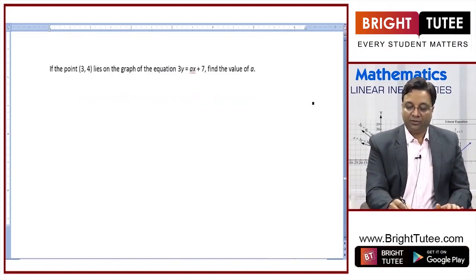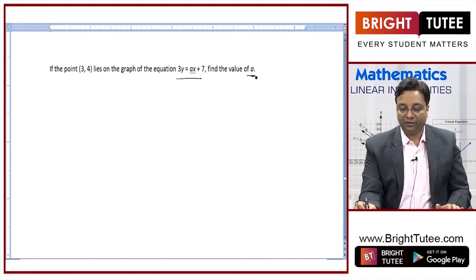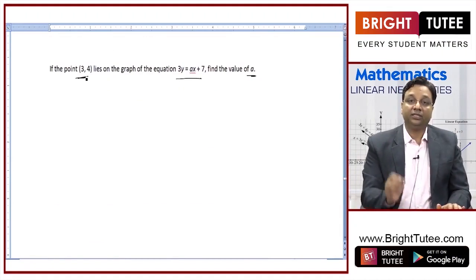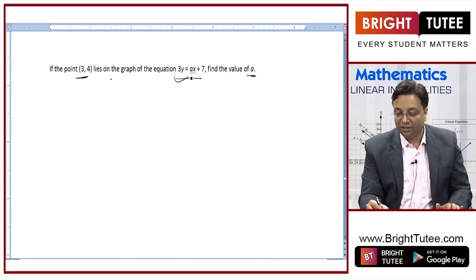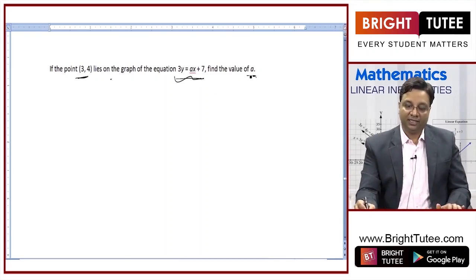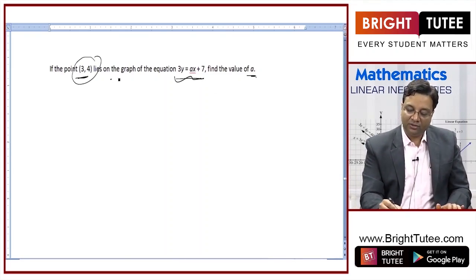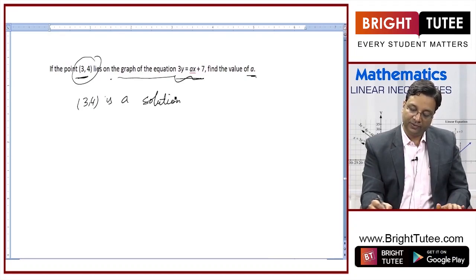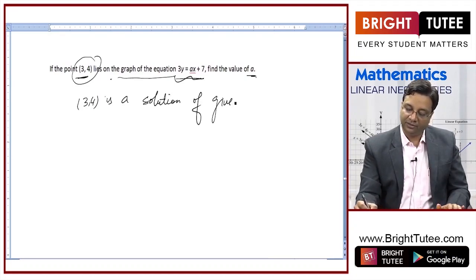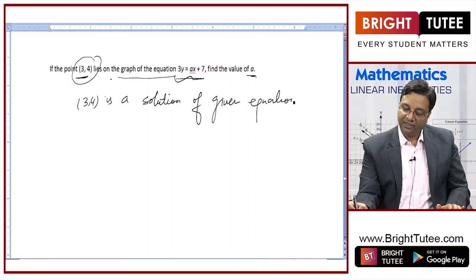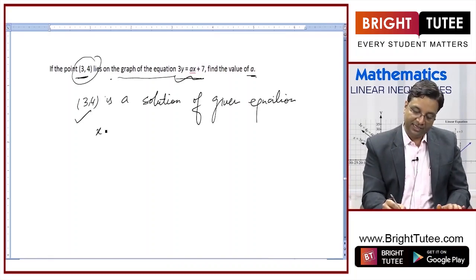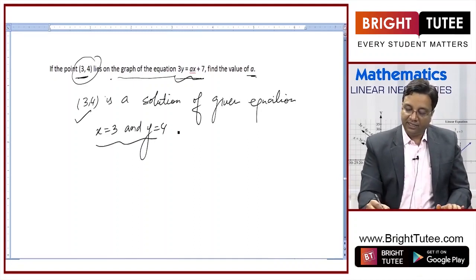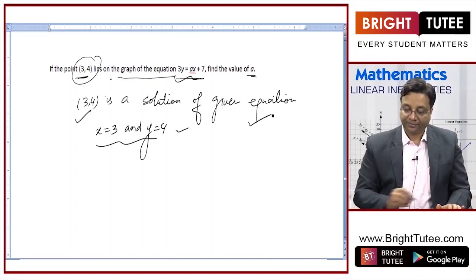If the point 3, 4 lies on the graph of this equation, find the value of a. If this point lies on the graph of this equation, then this is a solution of the given equation. When I say this is a solution, I mean x equal to 3 and y equal to 4 is a solution of the given equation.